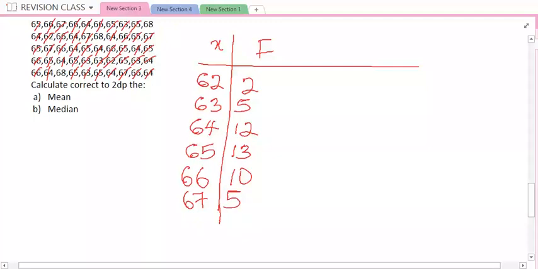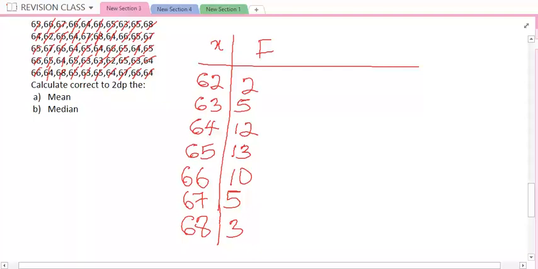Then we have 68. How many times does 68 occur? We have 1, 2, and then we have 3. So 68 occurs 3 times.